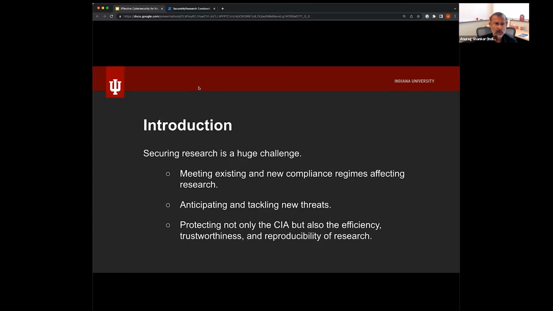In the same line, there are certain things which are unique to research. I think so far our attempts at securing research have been directed at securing confidentiality. In other words, it's very much a compliance-based approach. But I think we also need to worry about protecting the efficiency, trustworthiness, and reproducibility of research, because that's a big thing: making sure that the institution is delivering something that can actually be trusted by the public.